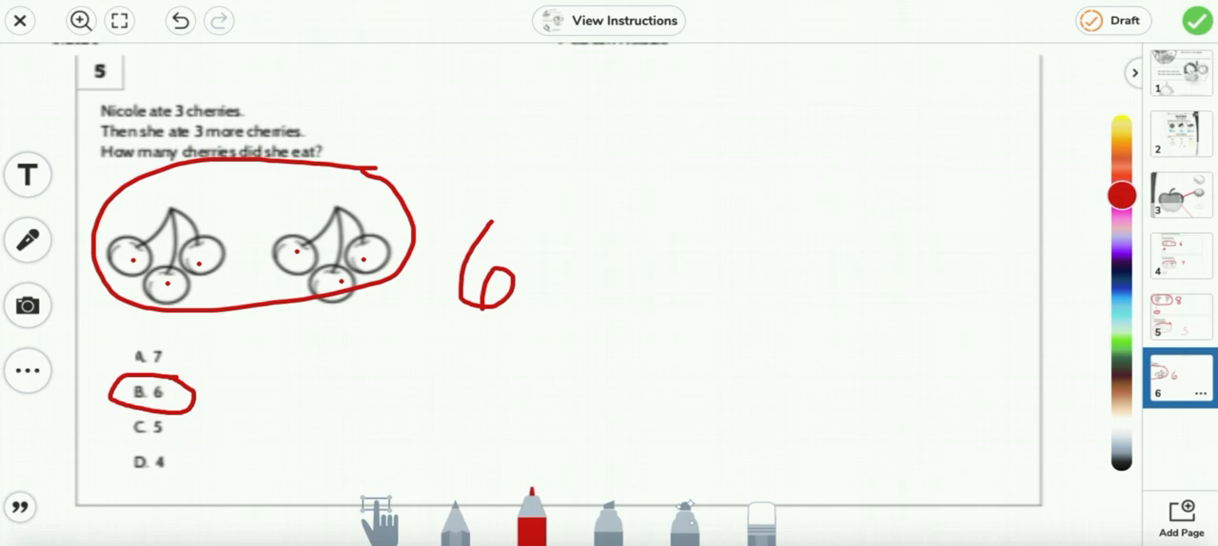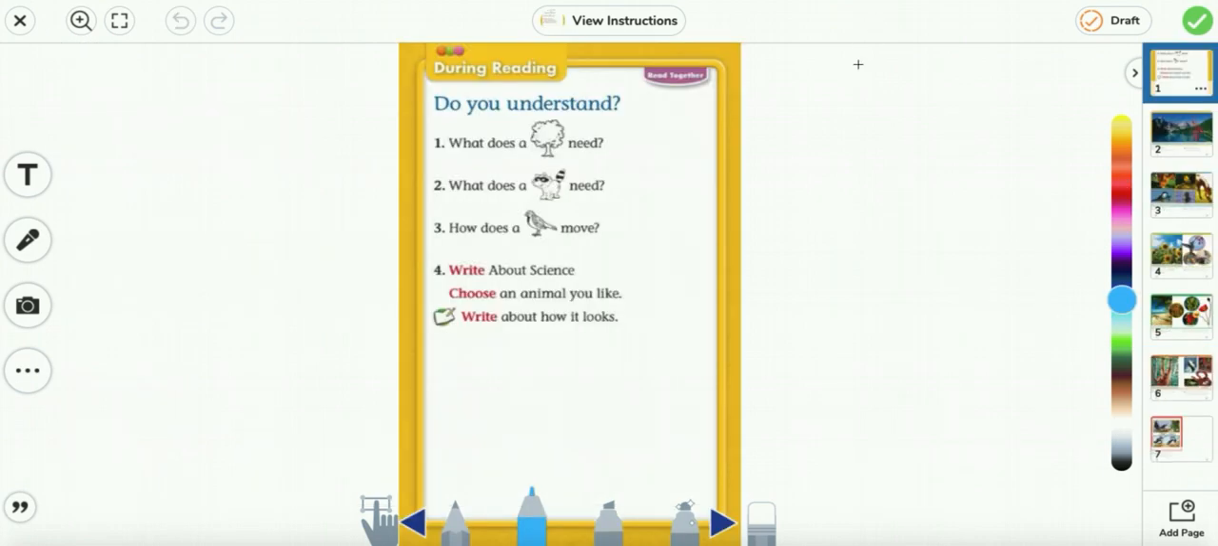Okay, next we're going to move on to science. And for science, we were talking about plants and animals and what they need. So as we're reading, we're going to answer these questions. Do you understand? What does a tree need? What does a raccoon need? How does a bird move? So we're going to go ahead and read the story and we'll come back to these questions.